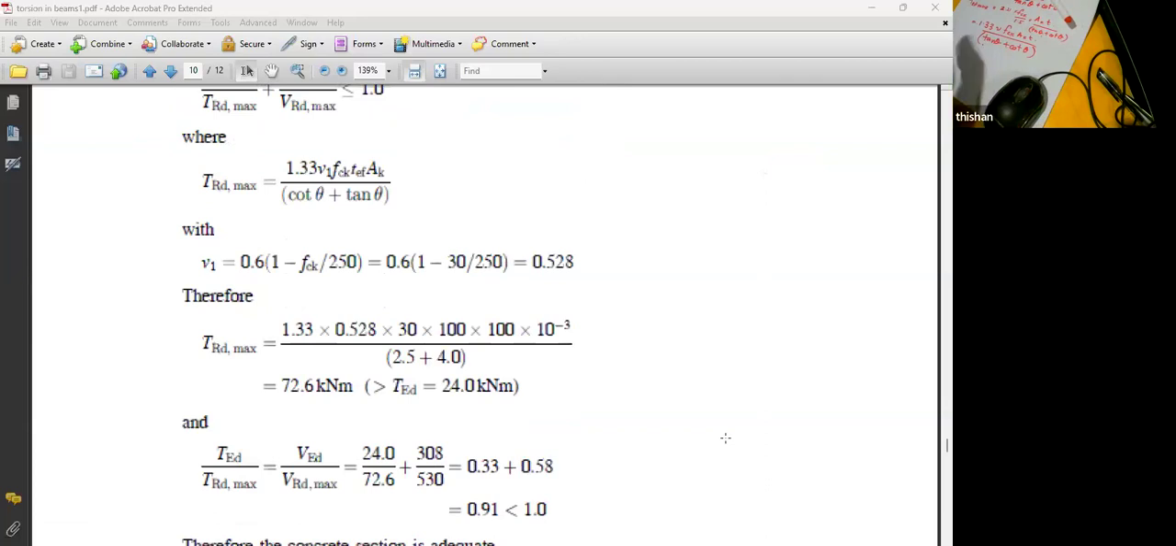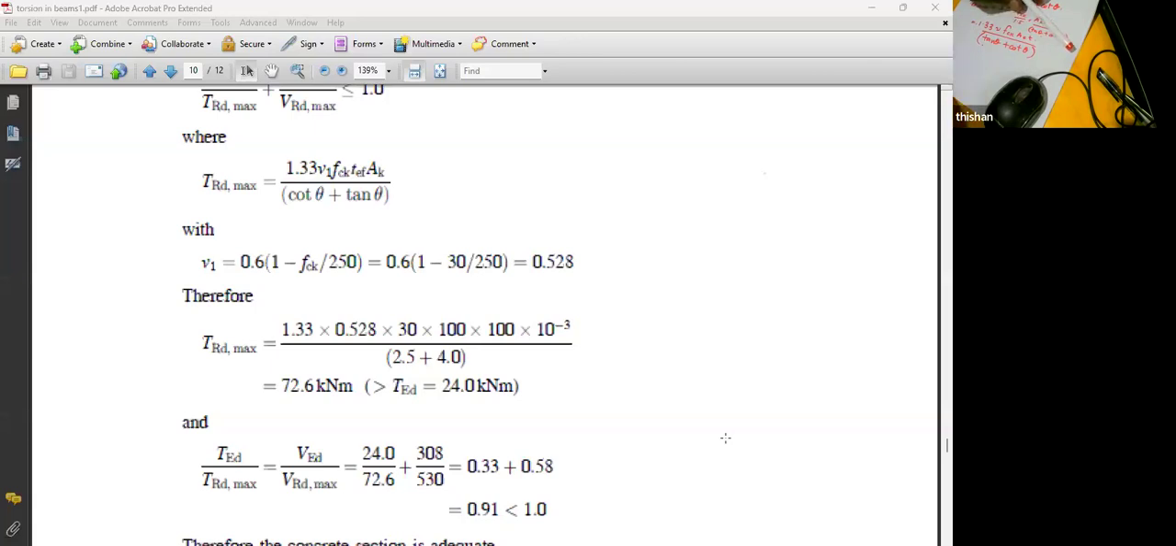So what will you do if it is more than 1? Increase the width of the section. Don't increase the depth of the section, increase the width of the section. What will happen? Torsional capacity will increase, shear capacity will also increase. Then you can bring it inside 1. Is that clear? Yes, sir, clear.